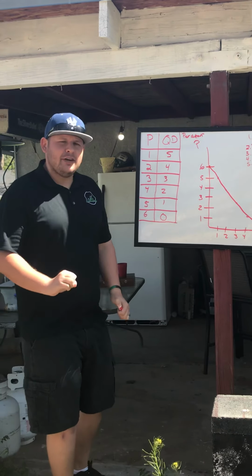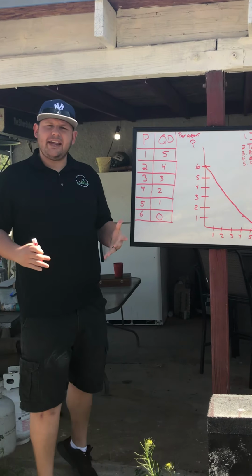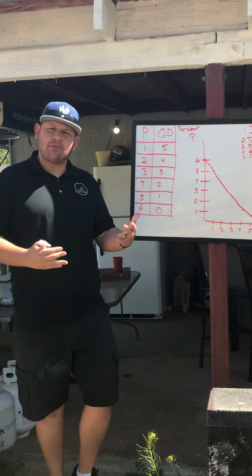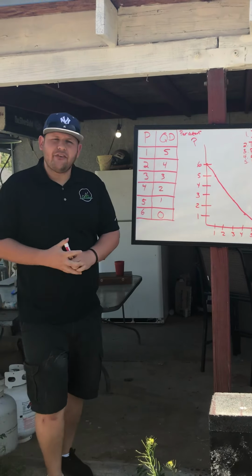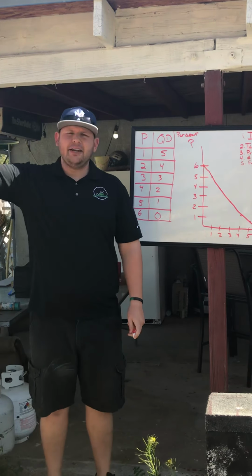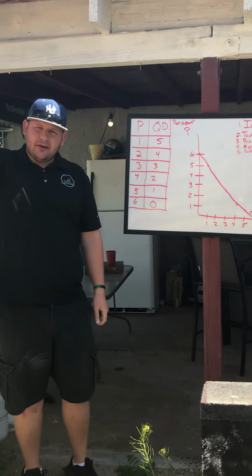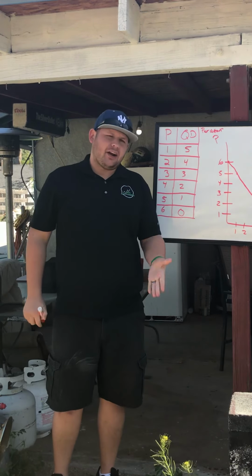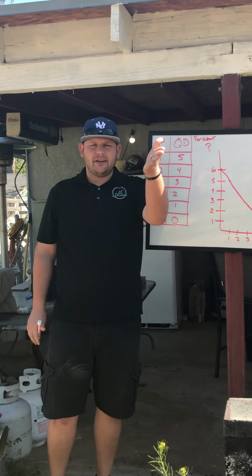Now, throughout this unit, I usually teach my students a type of dance move to help remember this, right? So we're going to break this down. You start off with demand, right? Demand is downward sloping, right? So you do the downward sloping sign. Actually, it'd probably be this way, depending on how you're looking at the video.